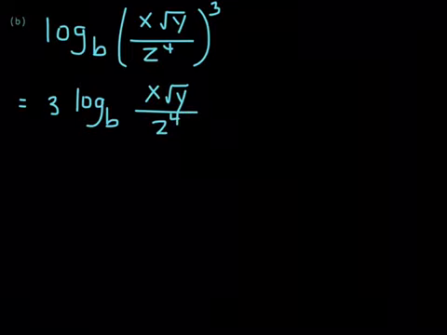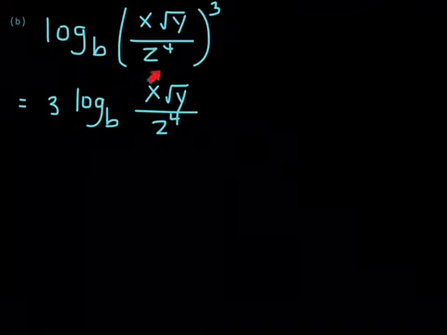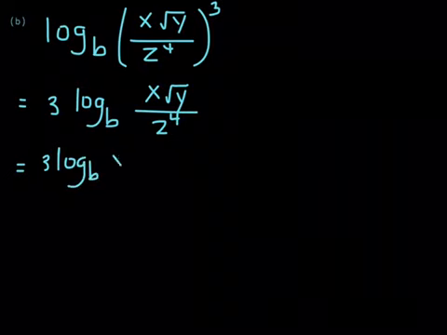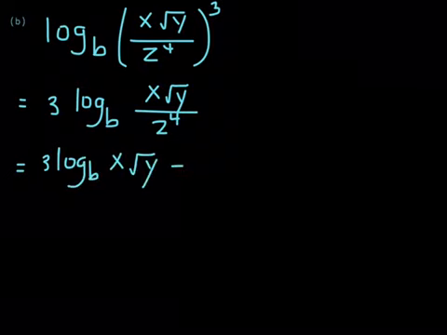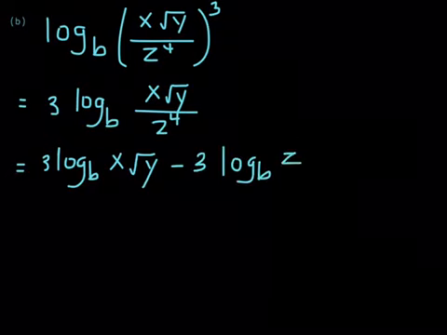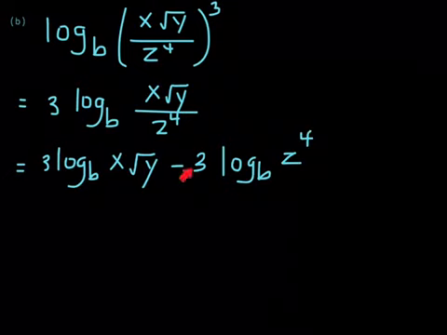Now, just be careful. Everything in the beginning was being raised to the 3rd power. That means everything gets multiplied by 3. So as we break this whole thing apart into multiple logs, don't forget that everything must be multiplied by 3. All right? So, using the quotient rule, we're going to have 3 times log base b of the numerator minus 3 times log base b of the denominator. Notice I put a 3 here, because, again, everything in the beginning was raised to the power of 3.